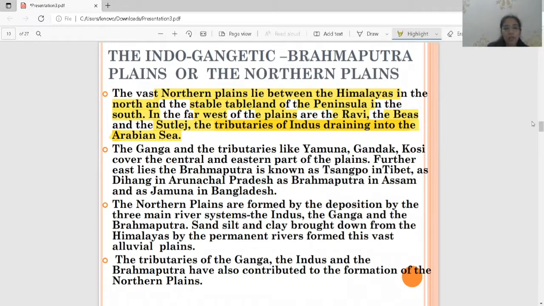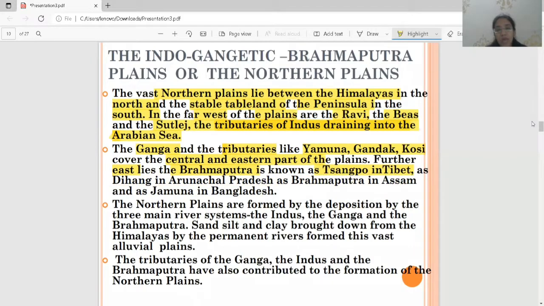If I talk about the Ganga and its tributaries, the Ganga's tributaries are Yamuna, Gandak, Kosi. They cover your central and eastern part. If I talk about the eastern side, there is Brahmaputra. Underline, Brahmaputra is known as the Sangpo in Tibet.